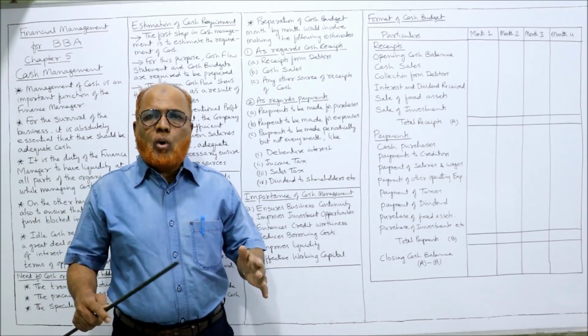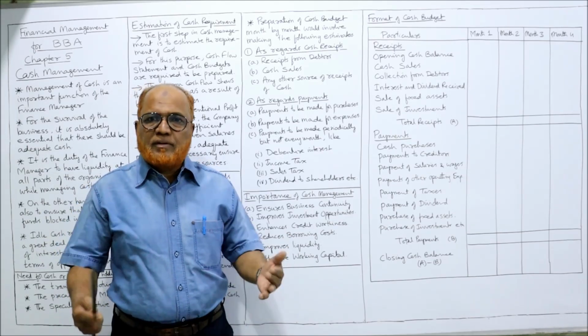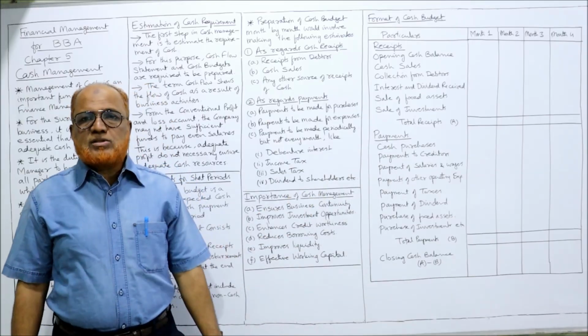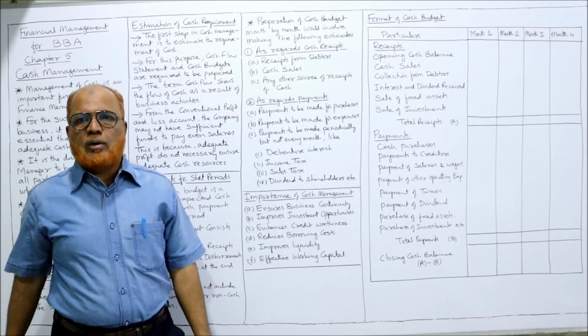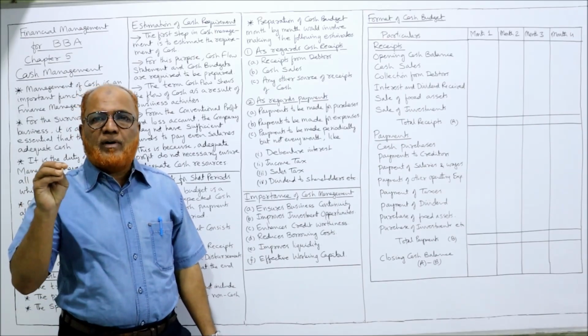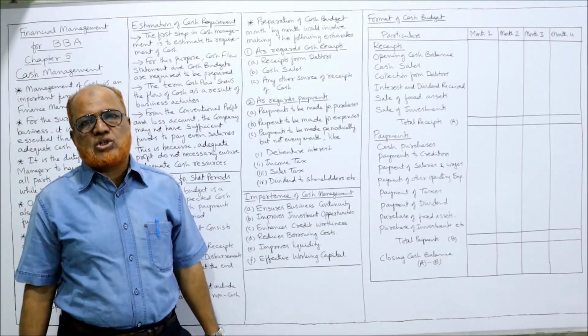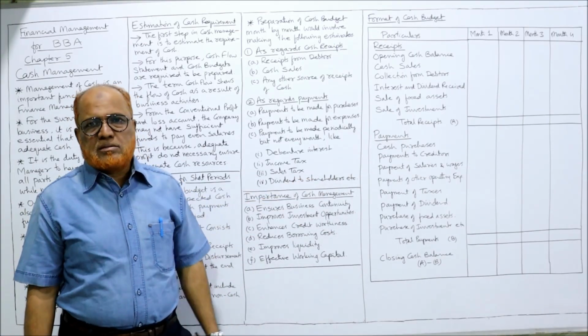Secondly and thirdly, sale of fixed assets. Sometimes an old fixed asset which is not operating will be sold off. Cash is received. Sale of investments. Sometimes investments are sold. So these are a few examples of receipts from where the business will get the cash. A is the total receipts.